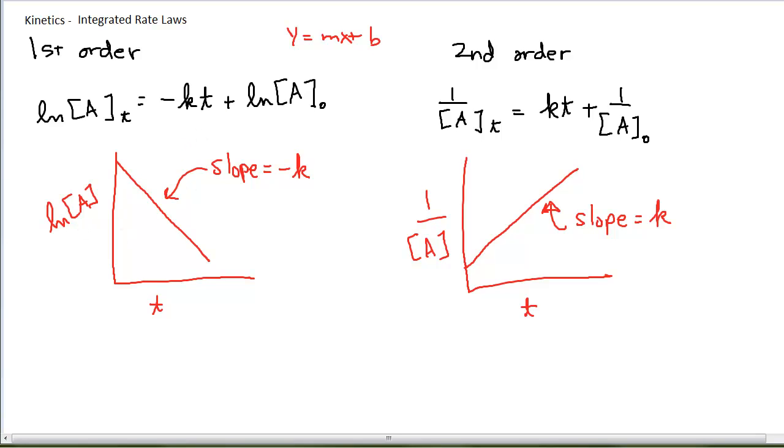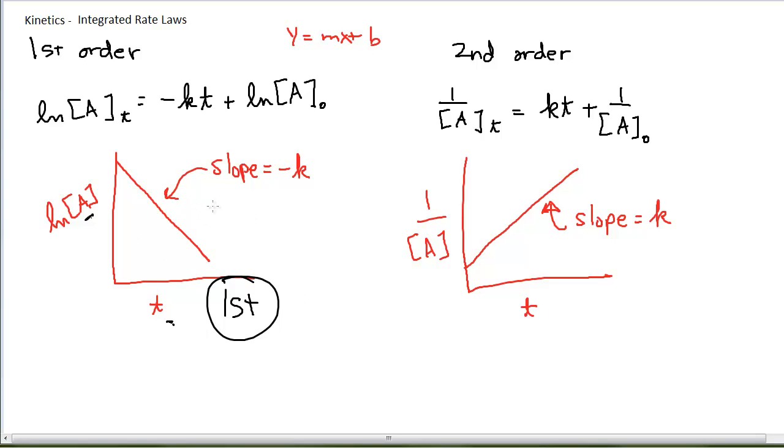Experimentally, if we are given data of concentration of our reacting species over various time periods, in other words, somebody is monitoring the reaction and collecting data of concentration versus time, if we make a plot of the natural log of those concentration values versus time and we end up with a straight line, we can conclude that we have a first order process. If we make a plot of the natural log of concentration versus time and we do not end up with a straight line, if we get a curving line, it's not a first order process.